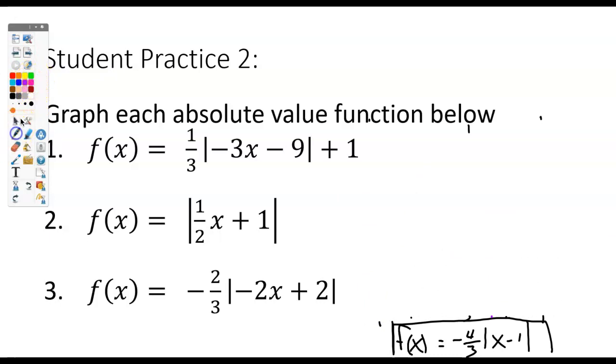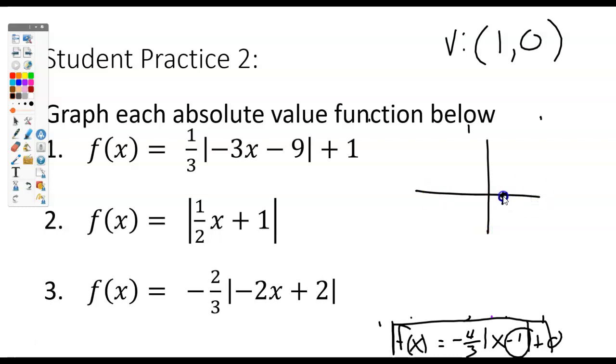For this problem, the vertex would be this number, which is 1, opposite sign, and then this number, which isn't there, which is 0. So it'd be right there. My slope is negative 4/3, so I'm going to go down 4, and then right 3 from my vertex. Down 4, right 3, down 4, right 3. That puts me right there, and there's our graph. Okay, so that's the basic idea there.